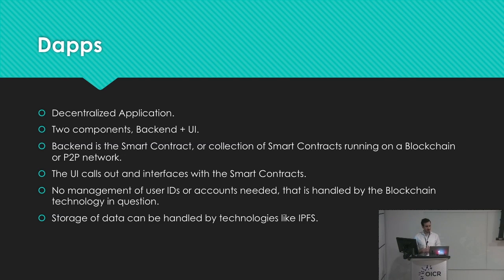And while it's inadvisable to store data on the blockchain, you can use technologies like IPFS, which stands for InterPlanetary File System, which essentially stores pointers to where this data may live in this decentralized file system.